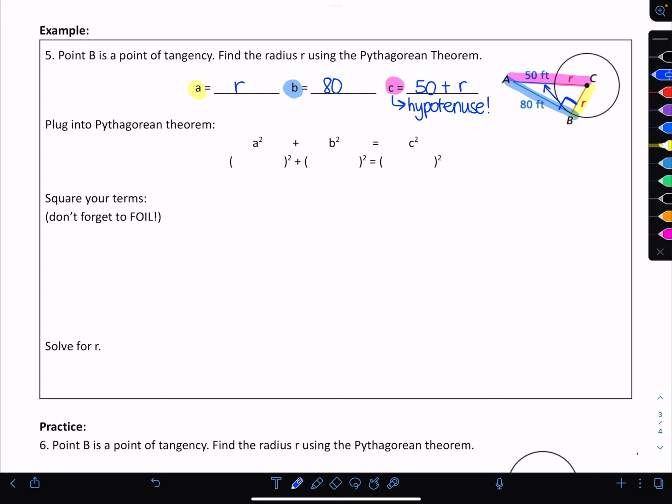Next, we need to plug in these numbers into the Pythagorean theorem, just like we did on the previous problems. We'll put an r in the blank here, an 80 in the blank here, and a 50 plus r for the hypotenuse. We're going to simplify again by squaring all of our terms. Working from left to right, we'll start with this r squared. R, when you square it, turns just into r squared. 80, when we square it, I'm going to type into my calculator. That gives us 6,400.